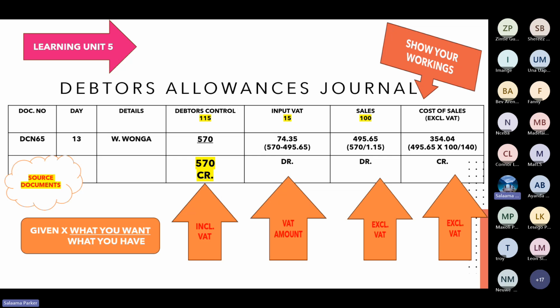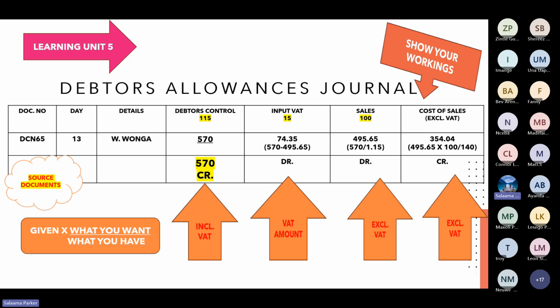Again, okay, you are guided by your source documents. Please, DCN, duplicate credit note. So you have to know your source documents. Okay, right? The date, it was Wonga. The amount, again, they've given you the inclusive amount, so you needed to calculate your exclusive and then your VAT amount. And then you calculate your cost of sales on the exclusive sales amount.